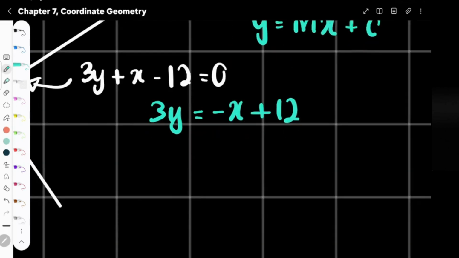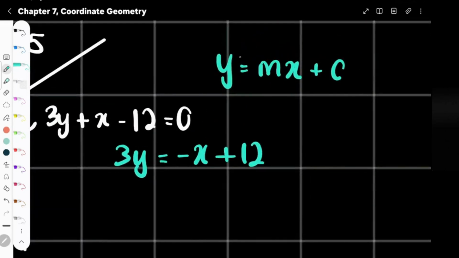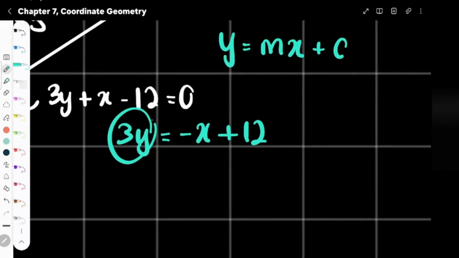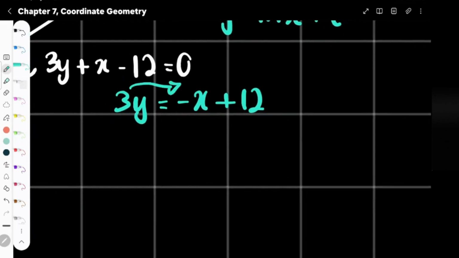Now, are we finished? No, because we want to find y alone, right? Is this y alone? No, it's still got the body here, which is the 3. So we have to move the 3 to the other side. This is times, so if you want to move it to the other side, it becomes divide. Which one do you divide? All. Don't forget to divide by all. So y equals, this one negative x over 3.